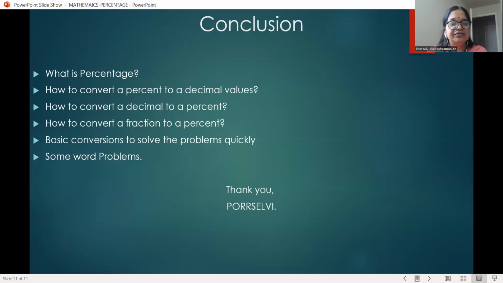Okay. In the conclusion, we saw what is percentage, how to convert a percent to a decimal value, how to convert a decimal to a percent, how to convert a fraction to a percent, then some basic conversions to solve the problems quickly. Then at the end, we saw some word problems.